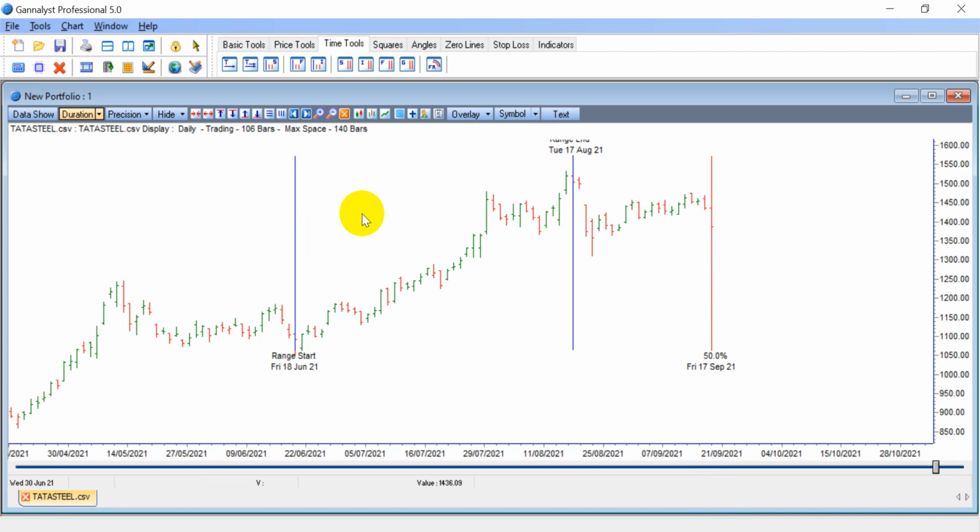Again, there are a lot of ways. These are two basic ways which you can use in this software. It is available free of cost.